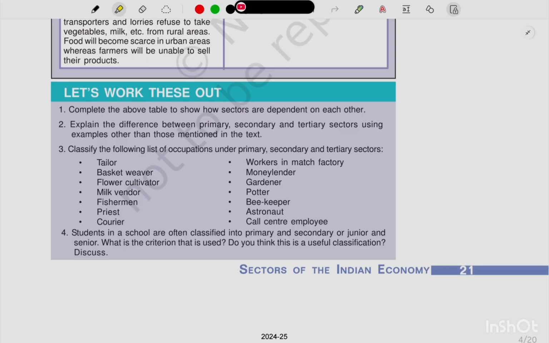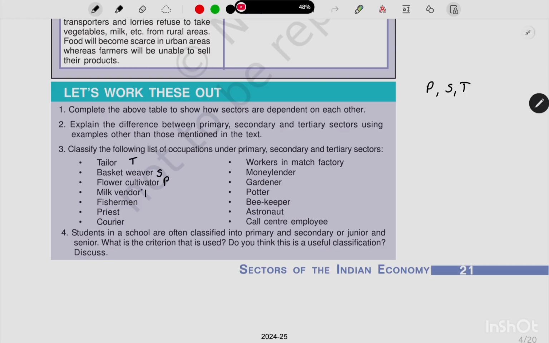Now what we need to do is the next question, which says, classify the following list of occupations under primary, secondary and tertiary. So for primary I write P, for secondary I write S, and for tertiary I write T. Tailor, T. Basket weaver, it's an S. Flower cultivator, P.